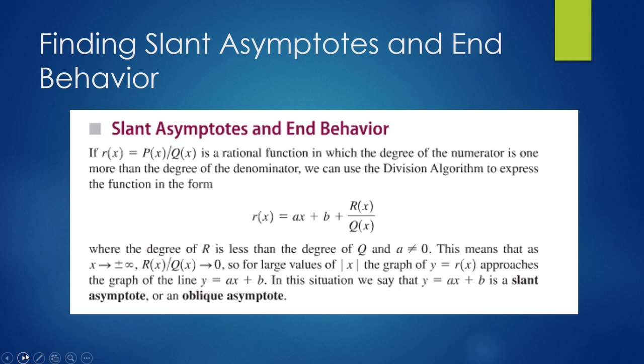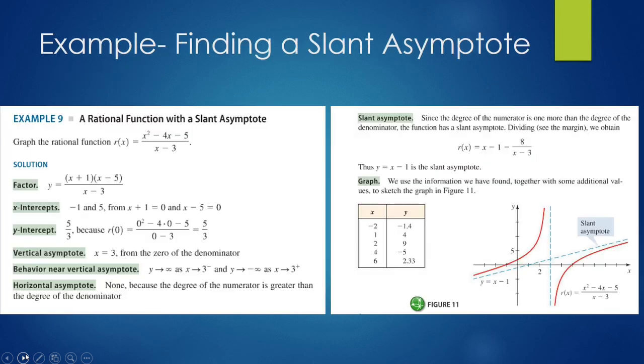Not everything will obviously have one of those. Only if your degree is 1 more in your numerator. So here's an example: a rational function with a slant asymptote. How do I know? Because when I look at the degree of my numerator, it is 1 more than the degree of my denominator.